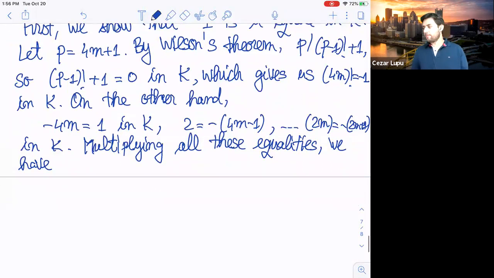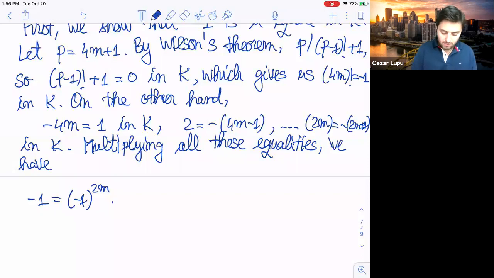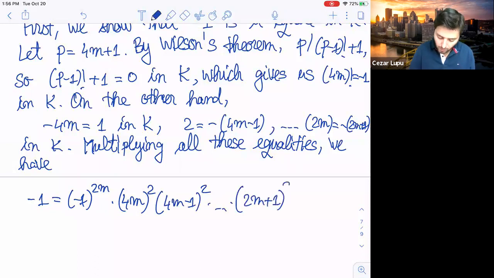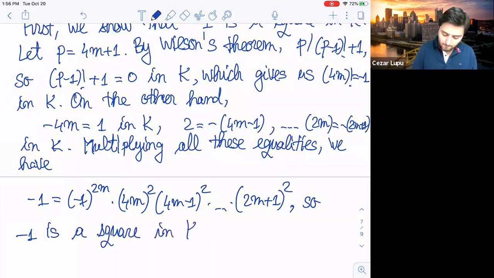So let's see, what do we get? I'm just going to say it directly. It will be negative 1 to the power 2m, because we have a negative 1 on each side. We have 2m times 4m squared, it's basically the same idea, (4m minus 1) squared, and we keep going all the way to (2m plus 1) squared. So as you can see, negative 1 is a square in K. Great.